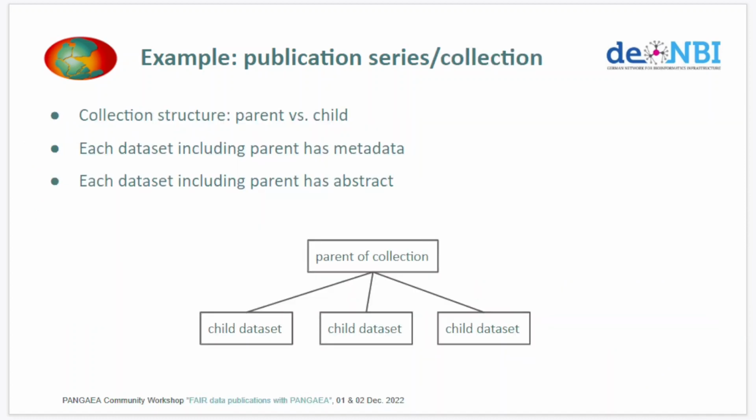And this is a pictogram of the structure of a collection. So you have the actual collection, which means that you have a parent of the collection, so the overall description. And each individual data set of this collection is called a child data set. And the important part is that each data set has its metadata, and each data set has its abstract.